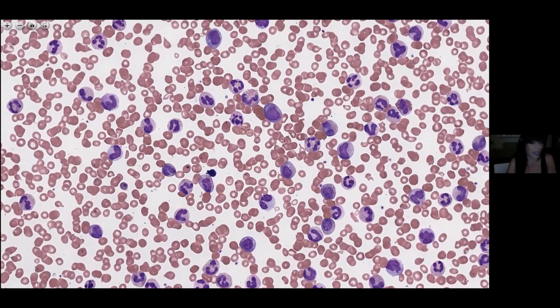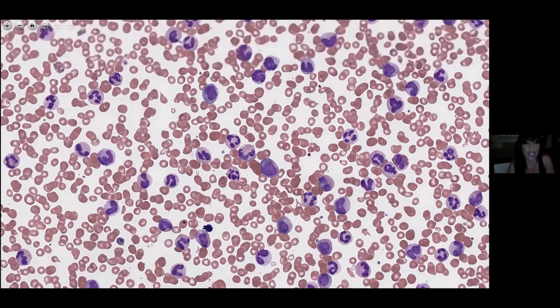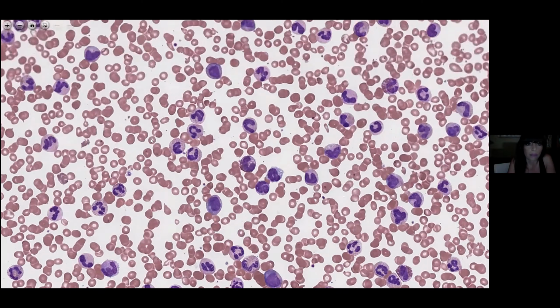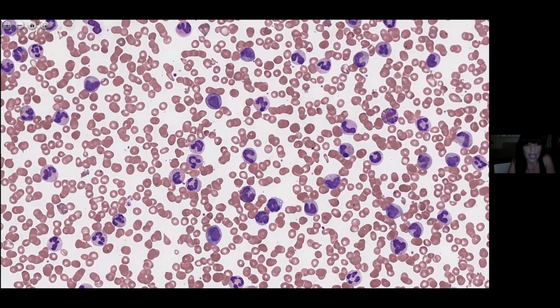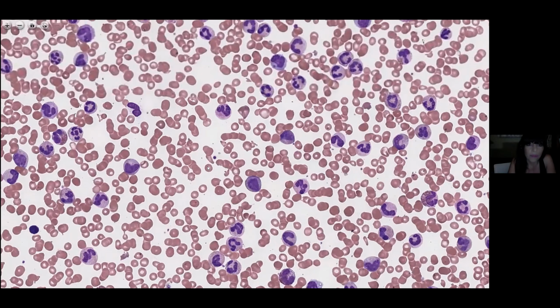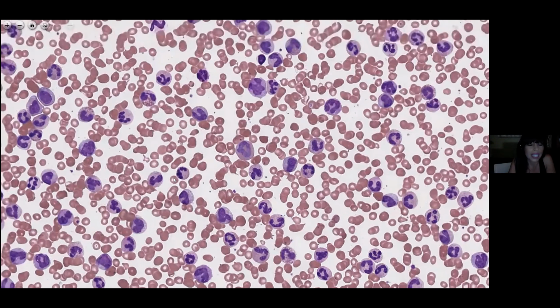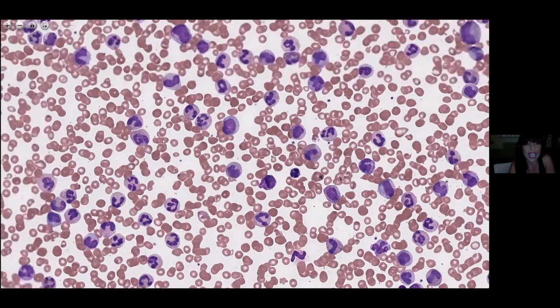Okay. So far, just looking at the slide in general, I was feeling that this was suggestive of chronic myeloid leukemia, just because of the various stages of maturation and what we saw in the RBC morphology with the teardrop cells. I also had noticed just when we were scanning that we had a lot of eosinophils and basophils. But we can continue on with reviewing our WBCs and see if we still feel that way at the end.